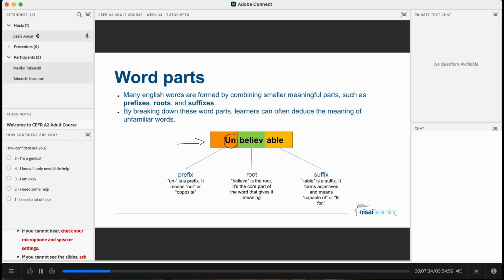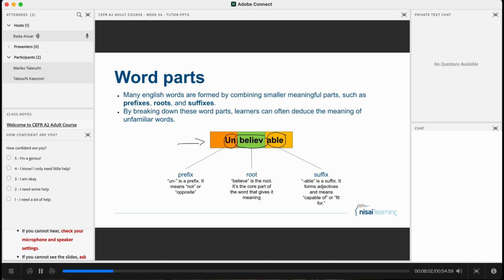And in the middle, which is in green, we have the root. The word believe is the root. It is the core part of the word that gives it meaning. And finally, able. Able is a suffix. It forms adjectives and means capable of or fit for.